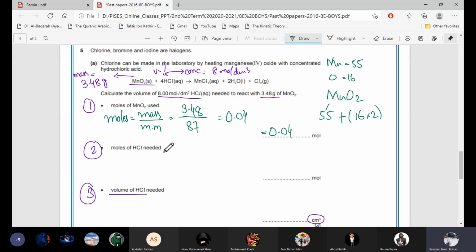Now, moles of HCl needed. 0.16. Yes, 0.16. We will take the ratio between manganese oxide and HCl. Manganese oxide to HCl is 1:4. So one manganese oxide is reacting with 4 HCl. So 0.04 manganese oxide will react with 4 times that, 0.16.